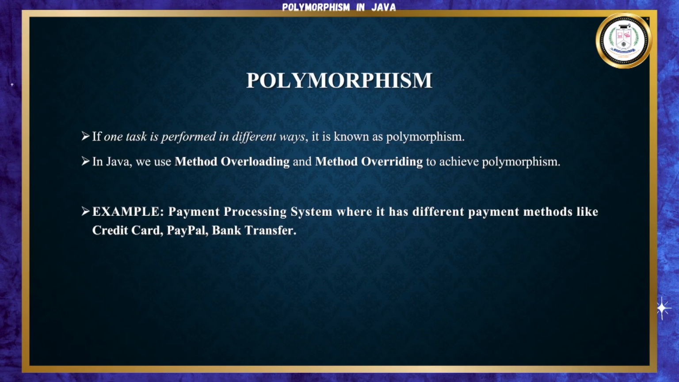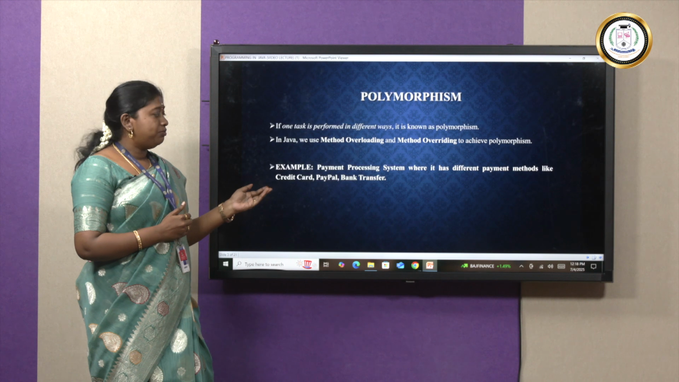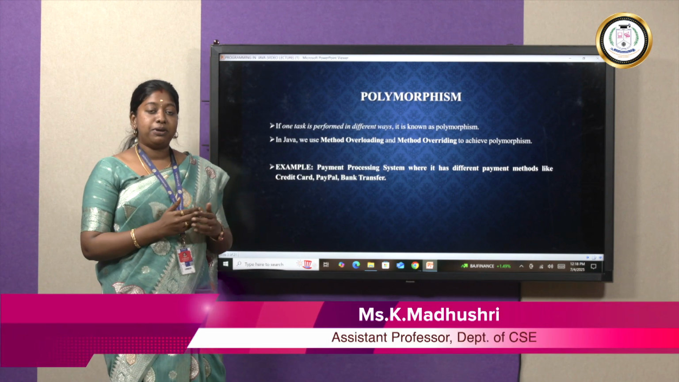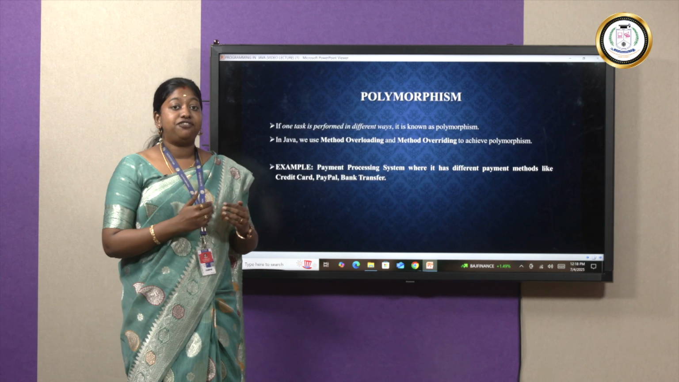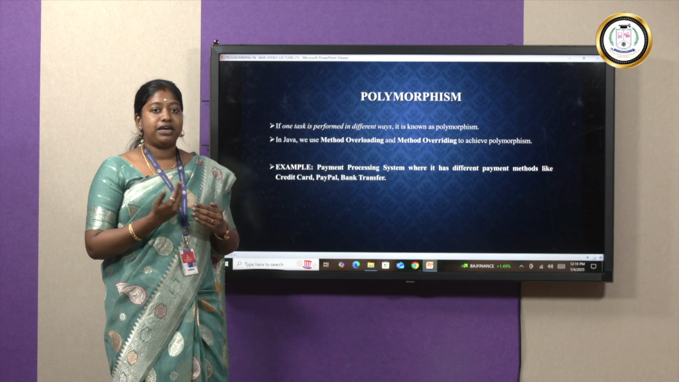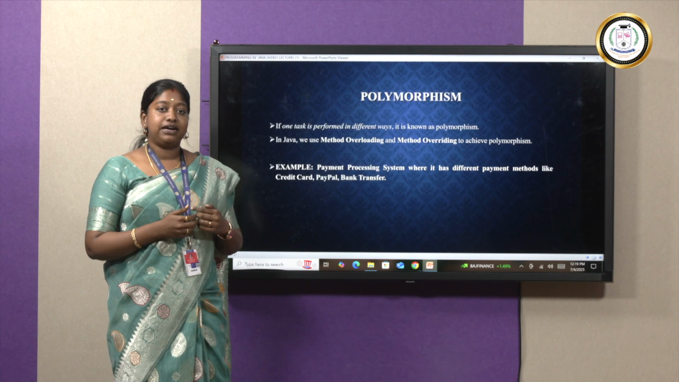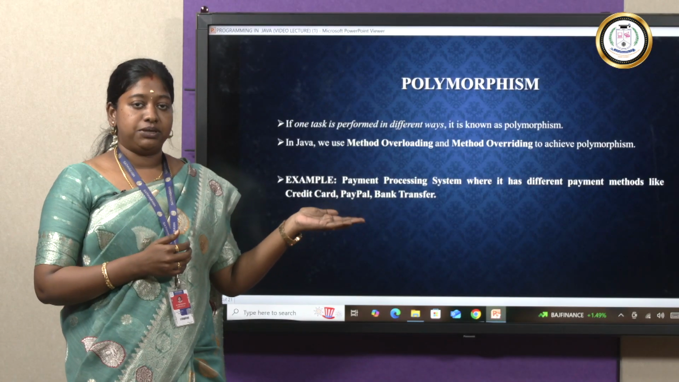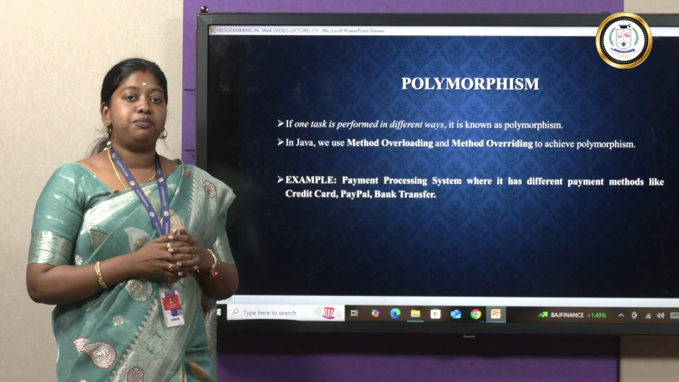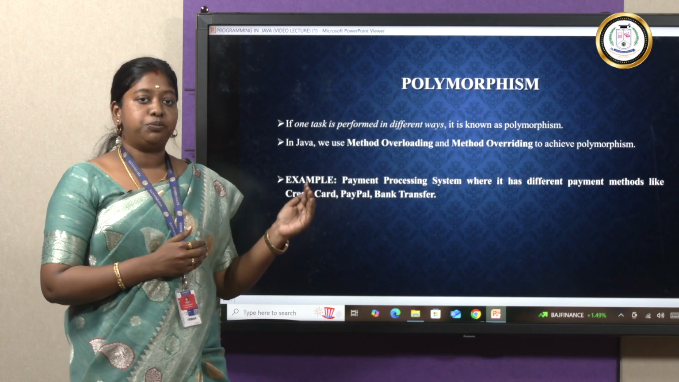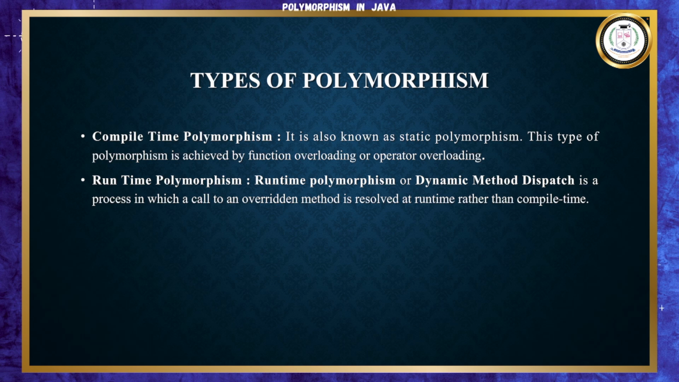So what is polymorphism? It is nothing but one task is performed in different ways. What is the example for that? Generally we have the payment processing system. In a payment processing system, we have different options: paying by cash, or paying by Google Pay, or paying by bank transfer. So this is polymorphism. Polymorphism is nothing but one task is performed in different forms. There are two types of polymorphism.